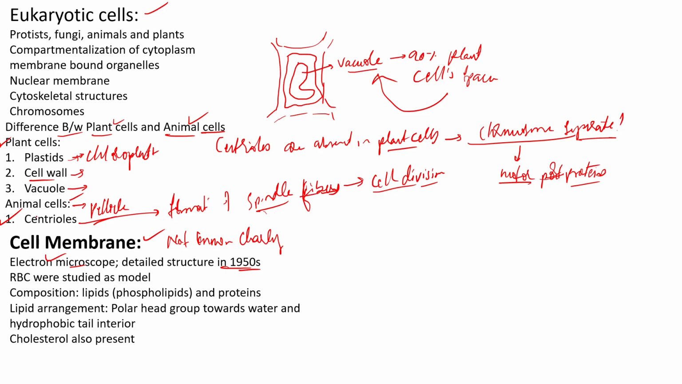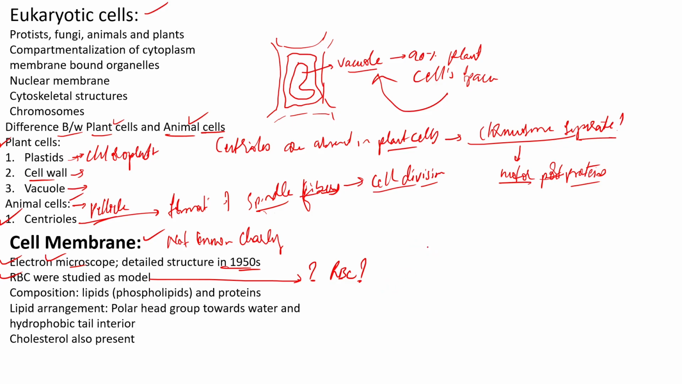This was mainly because of the advent and invention of the electron microscope, and the cell model that was mainly used to study the cell membrane or the plasma membrane was the RBC. So now the question is, why was RBC used? There are many cells inside the body. We have WBC, we have platelets, we have other cells, right? But what makes RBC quite special?